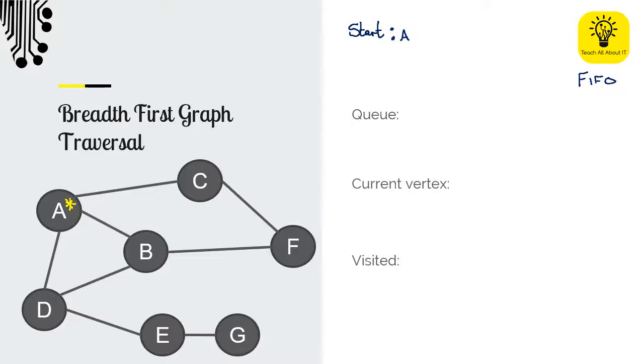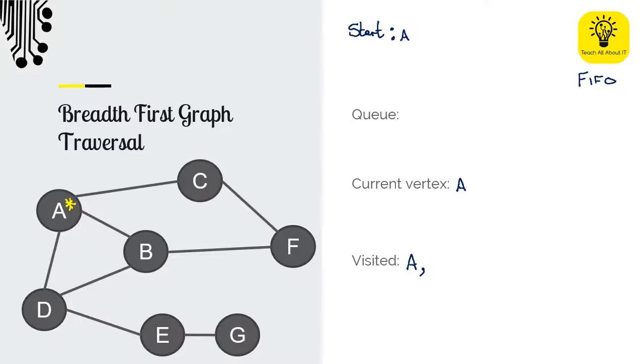Now we're not going to put A into the queue. What we're going to do is put into the queue all of the other nodes that A is connected to. We know that we have visited A because we're here, and we are at A. Now into the queue, we're going to put all of the connected vertices, and we're going to do that in alphabetical order.